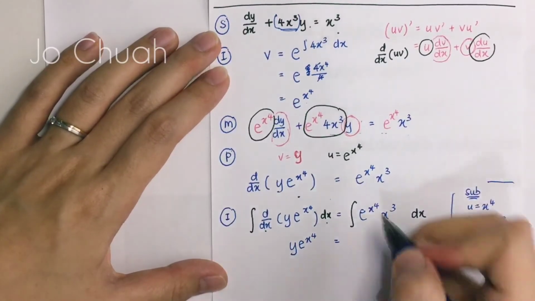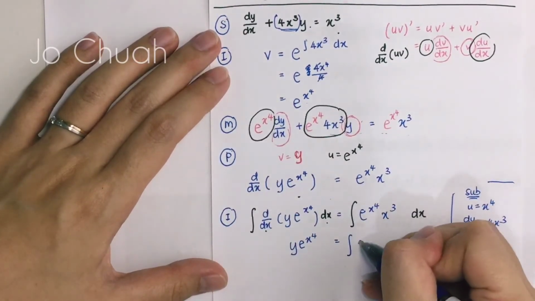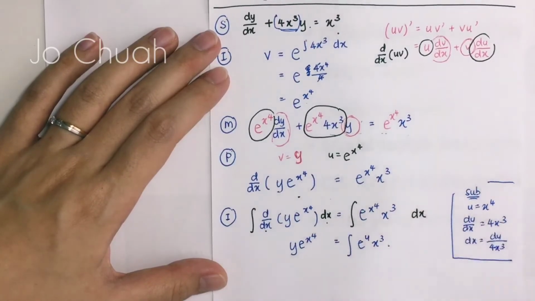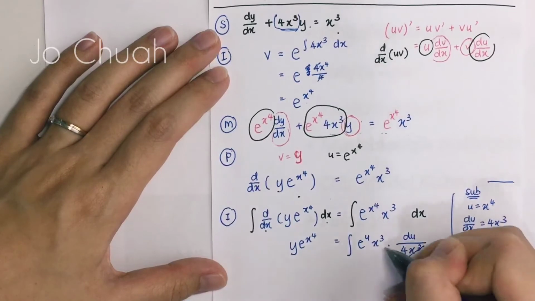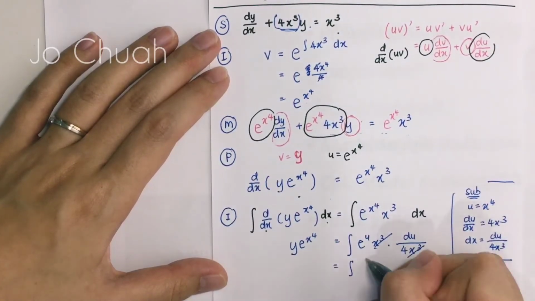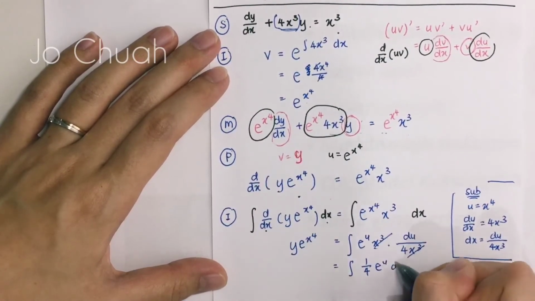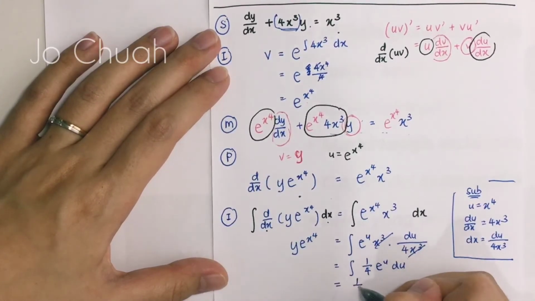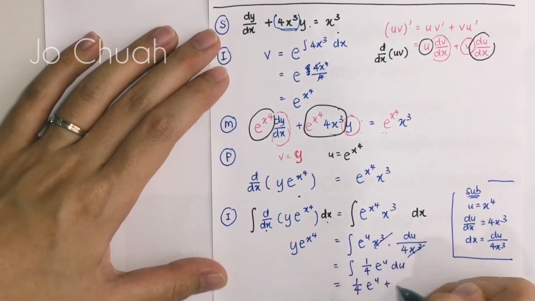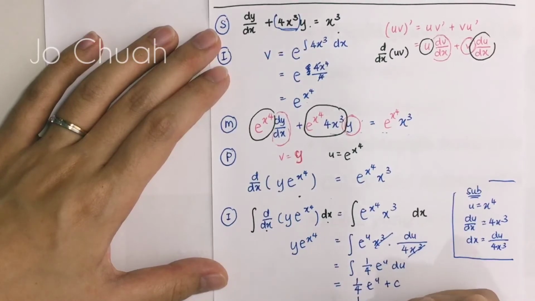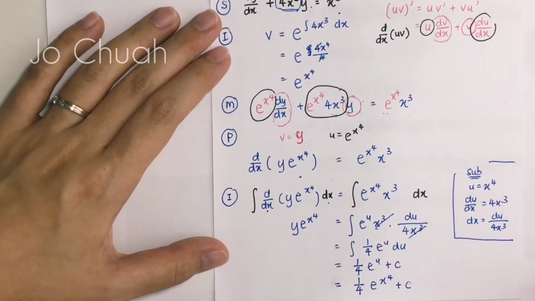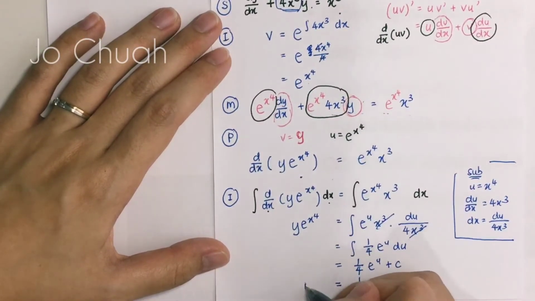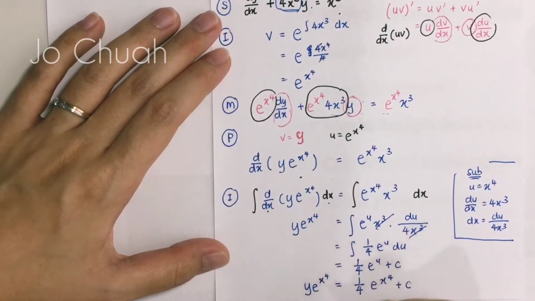Draw a box for it. Okay, integral of e to the power of u, x cubed, times this one, du over 4x cubed. Cancel out. Integral of 1 over 4 e to the u du, which is also 1 over 4 e to the power of u plus c, which is 1 over 4 e to the x to the 4 plus c. Alright. And then this is your final answer.